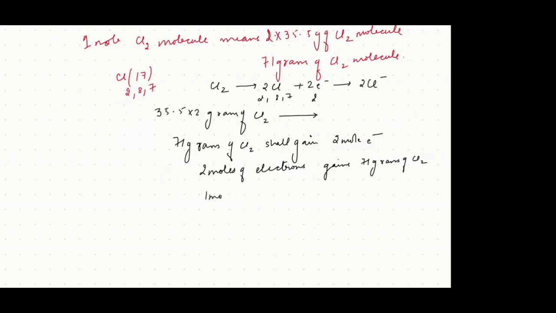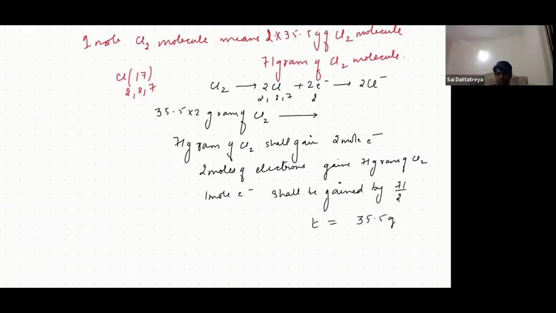So 1 mole of electrons shall be gained by 71 by 2 moles. So shouldn't it come out to be 35.5 grams? Yes. That is the equivalent mass.